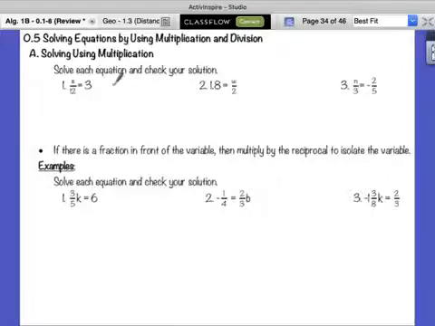So S is being what by 12? What operation is happening between S and 12? Division. How do we undo division? Multiplication. So it's being divided by 12. What are we going to multiply by? 12.